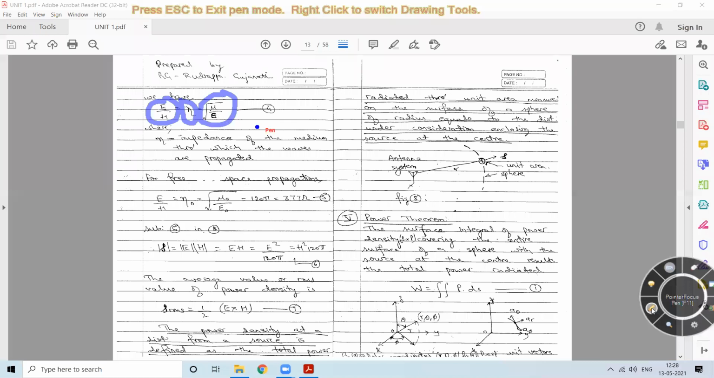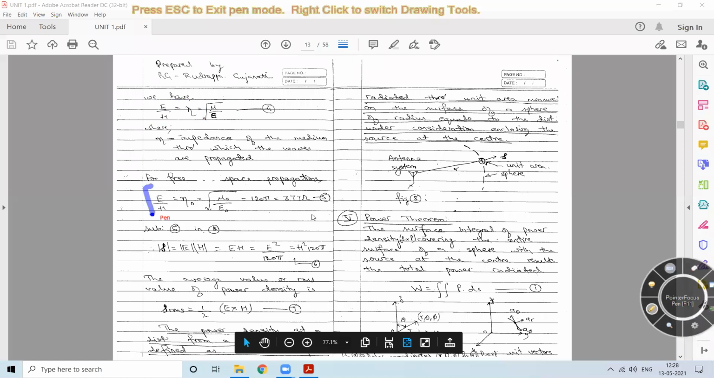So when we consider the free space traveling wave, E by H will be given by 377 ohm or 120 pi ohm. Now if I have to represent the previous equation, that is S is equal to E into H, S is equal to E into H.